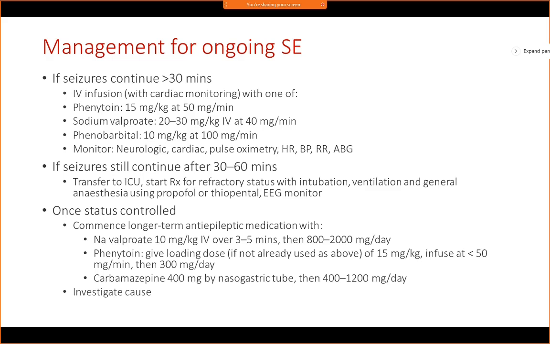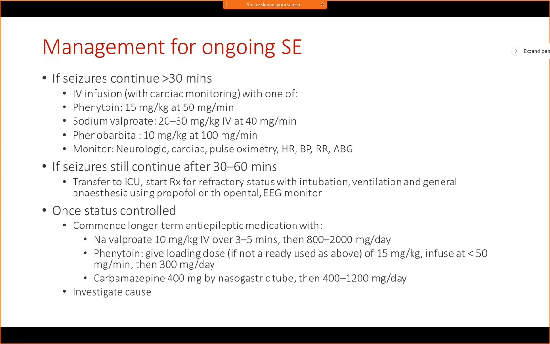If the seizure continues for more than this period of time, that means by the time it is already half an hour to 1 hour, you now have to put the person on general anesthesia. So shift them to the ICU and intubate. Intubate, ventilate, and think of putting the person under general anesthesia, because the moment you put on general anesthesia, you will have to put muscle relaxants and start monitoring the person. So once you monitor, the person's status will be reverted after a period of time, and once everything is under control, you commence long-term anti-epileptic drugs once again, initially intravenously and then orally.